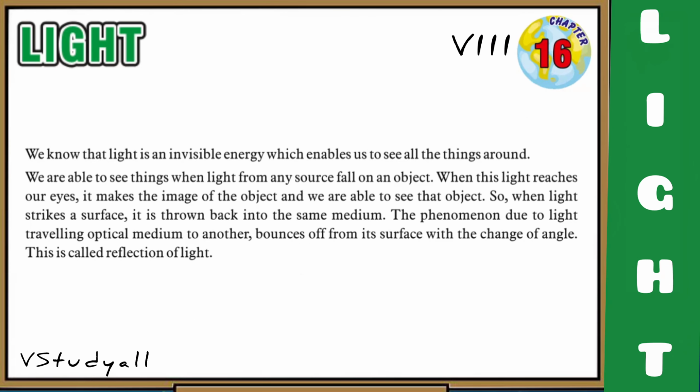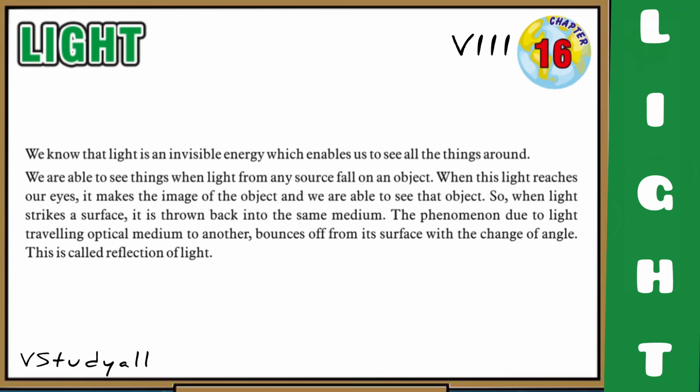We know that light is an invisible energy which enables us to see all the things around. We are able to see things when light from any source falls on an object. When this light reaches our eyes, it makes the image of the object and we are able to see that object. So when light strikes a surface, it is thrown back into the same medium.